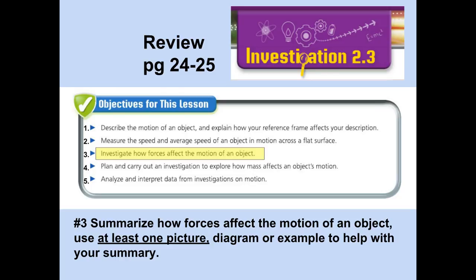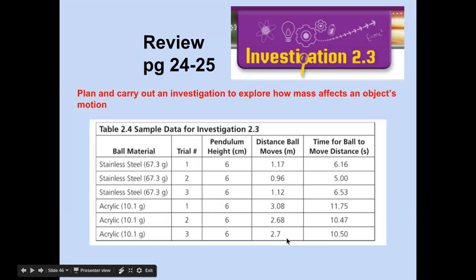So I just want you to write a little summary on how the forces, so the changing of the ball weight, affected the motion of the object. You also did a little bit of data gathering, and we just want you to recognize that you planned to carry out an investigation to explore how mass affects an object's motion, and that can be seen within this diagram here. You have the steel ball versus the acrylic ball, and how the distance was affected due to the ball's mass.